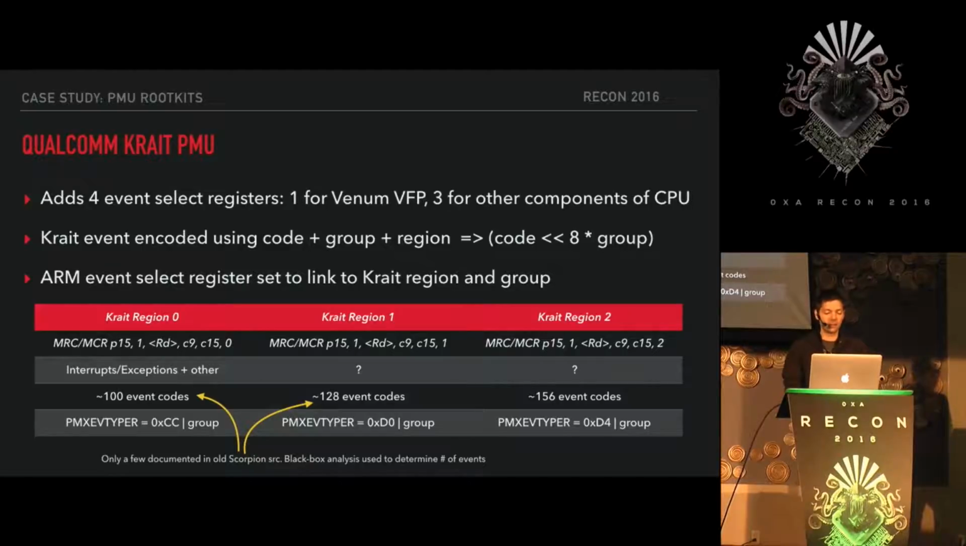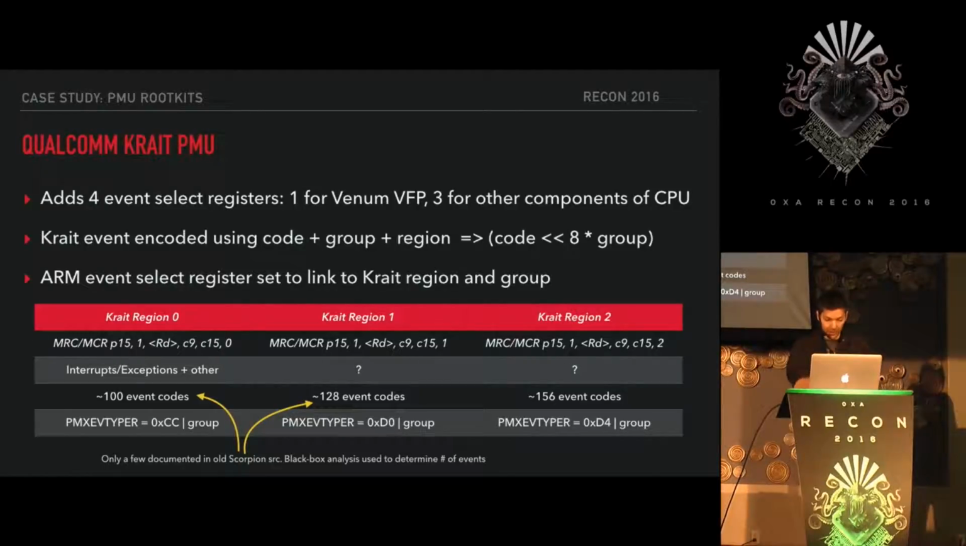You can find some documentation on event codes from some really old Scorpion source, but to come up with these event code numbers, I had to do a little bit of black box analysis. So basically, I walked every possible event code until I saw a wrap or a duplication of events, which signifies that I've run out of bits. And it seems like there's a lot of events, and only some of them are documented. I'd love to see the full list because I think there's some potentially powerful stuff you could do on ARM.